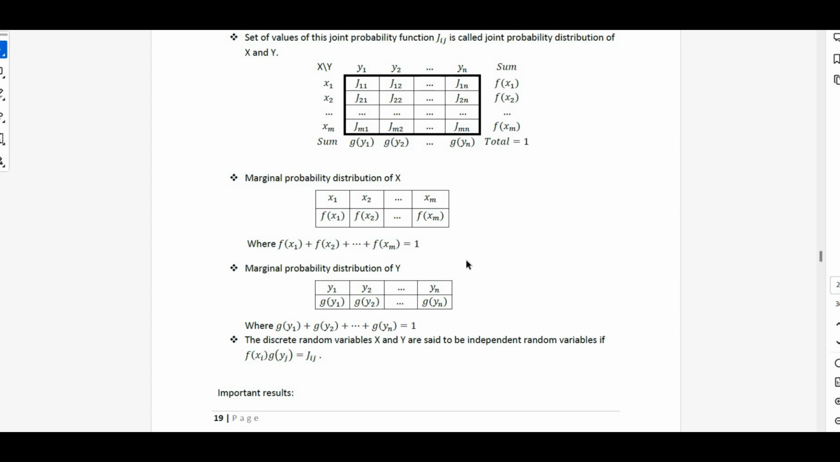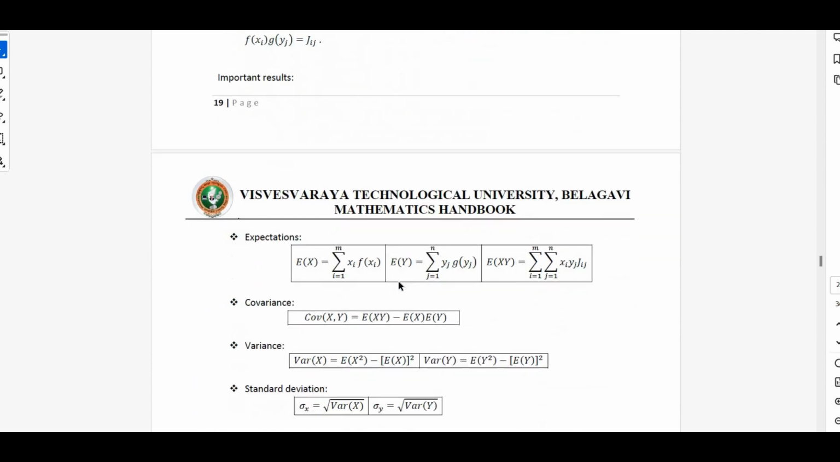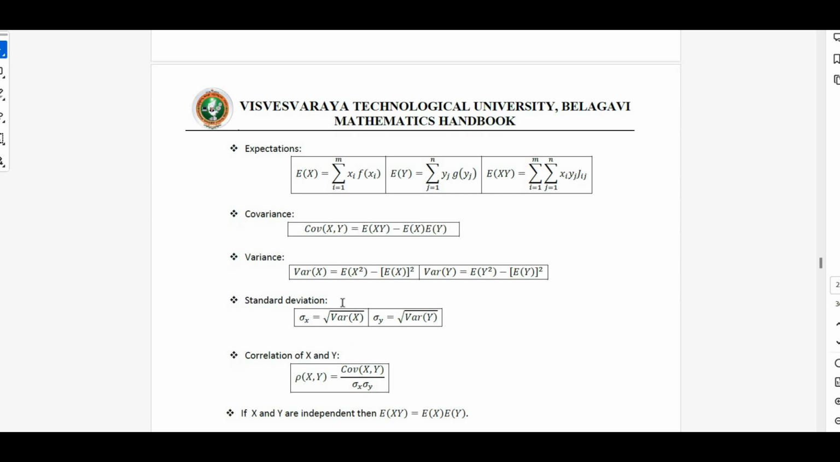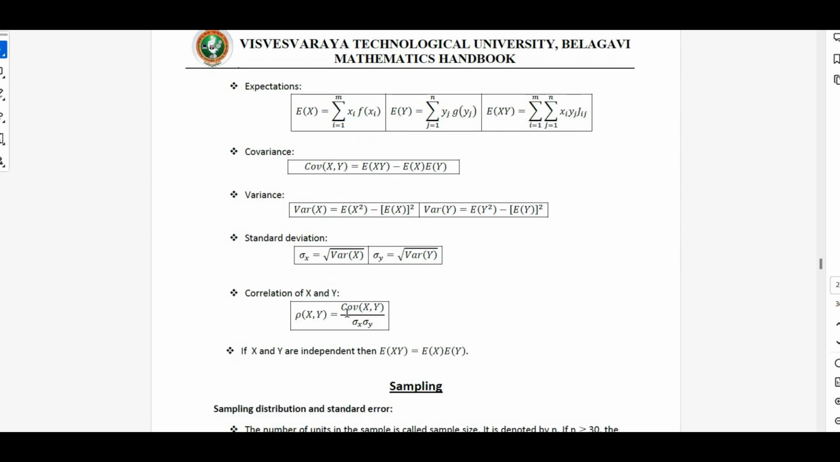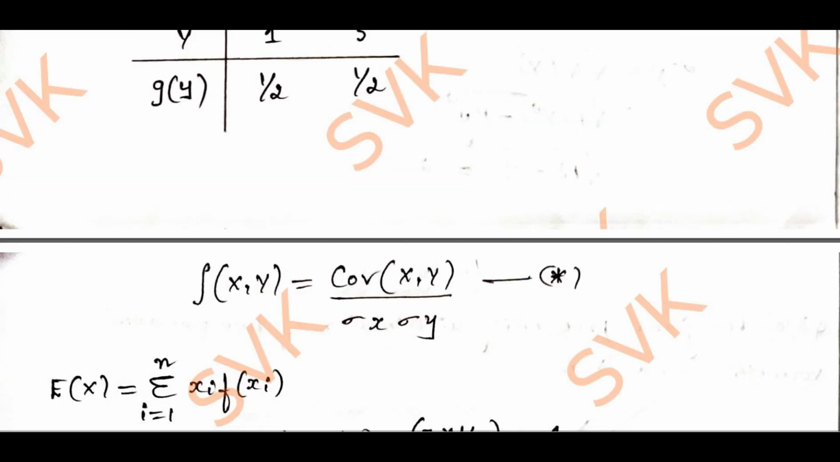Now coming to the correlation coefficient, you can use the formula here. They have given rho of x comma y equal to covariance of x comma y divided by sigma x sigma y. What is the covariance of x, y? It is given by E of xy minus E of x into E of y. So for that we need to find E of xy, E of x, E of y, all divided by sigma x sigma y.